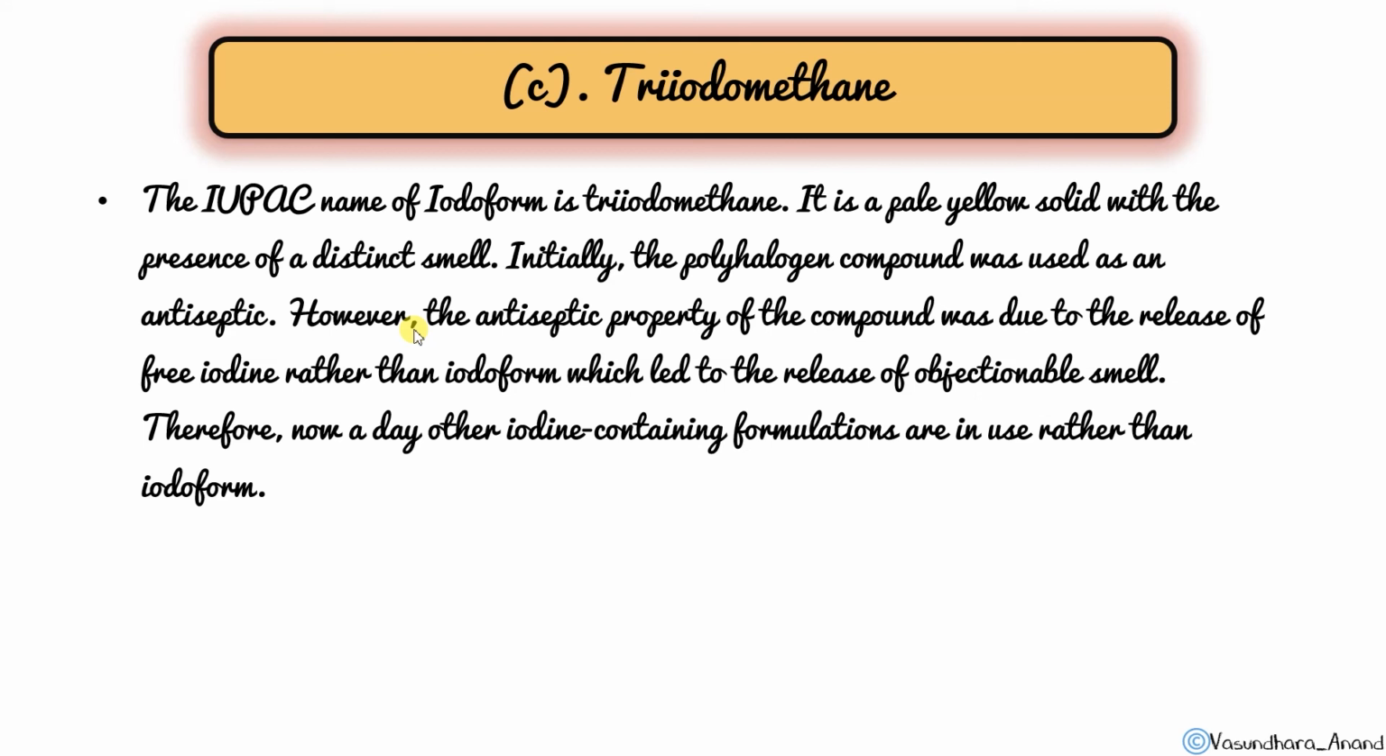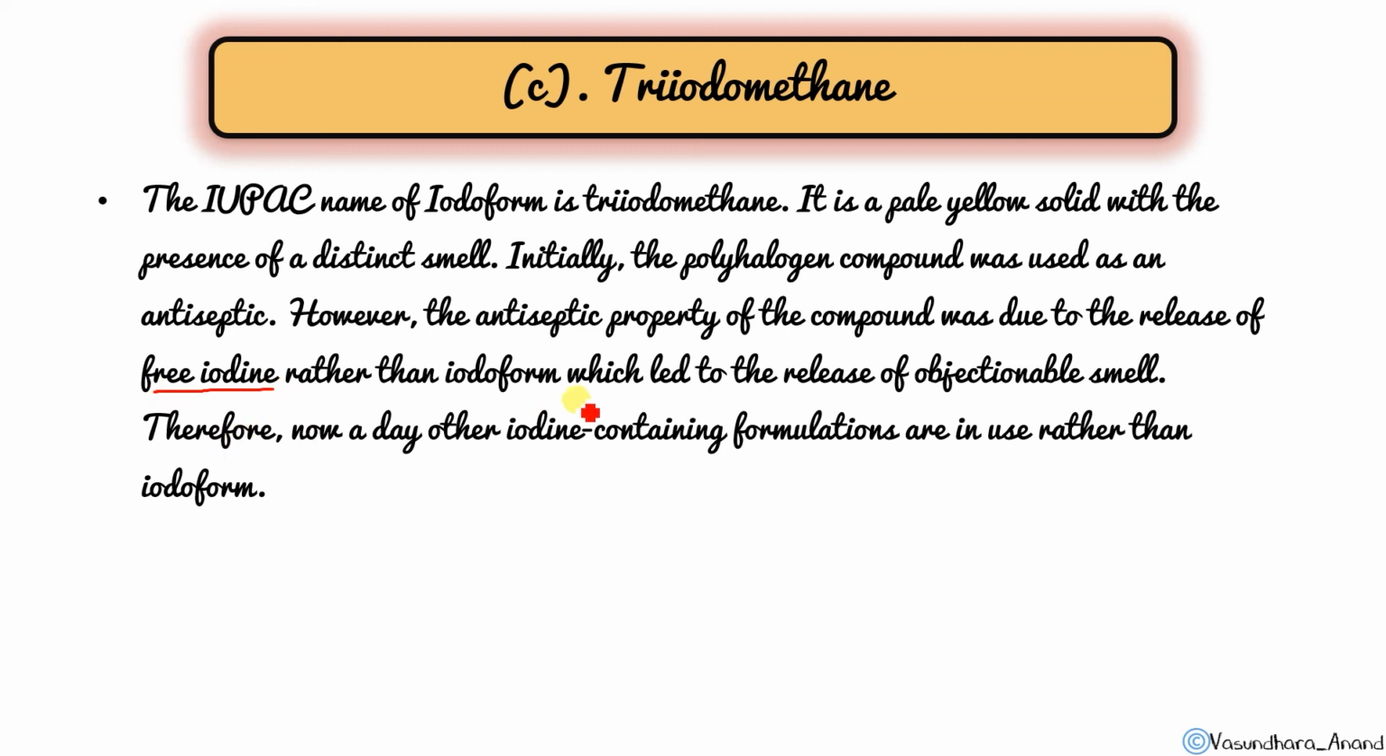The IUPAC name is triiodomethane, and the common name is iodoform. It is a pale yellow solid with a distinct smell. Initially, the polyhalogen compound was used as an antiseptic. However, the antiseptic property of the compound was due to the release of free iodine rather than the iodoform, which led to an objectionable smell. Did you get that? What I am saying? This antiseptic property is due to the free iodine.